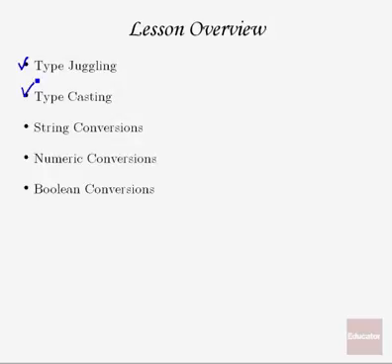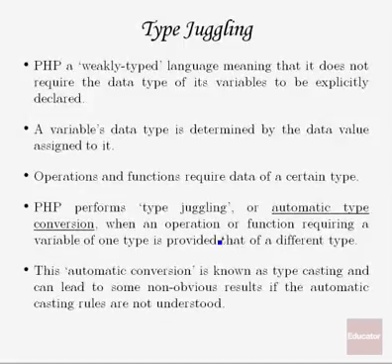And then we're going to talk about a couple of different common conversions, like when you cast or convert a variable of one data type to another, certain rules apply and certain things occur. We're going to talk about some common cases for strings, for some arithmetic operations, and for converting things to Boolean values. So type juggling, what does that mean?